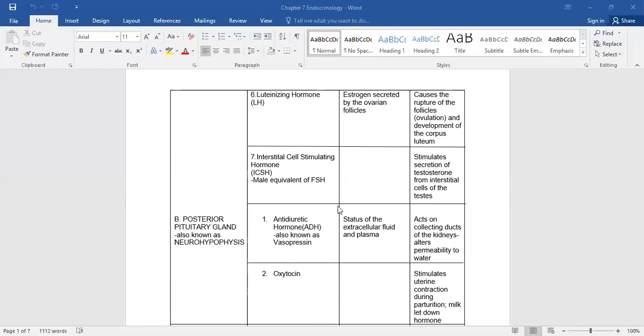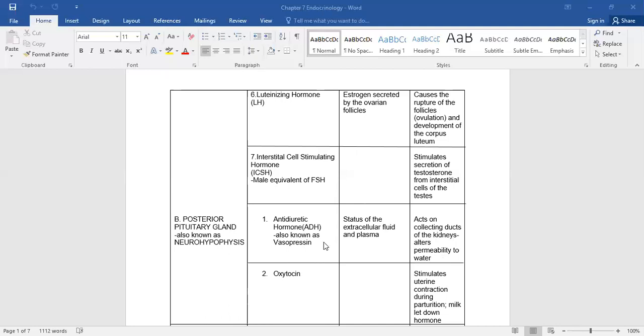First is the antidiuretic hormone, also known as vasopressin. Its stimuli is the status of extracellular fluid and plasma. So if the animal is dehydrated, this one will kick in. When you see antidiuretic, it prevents the animal from peeing, from urinating. So it's one of those control measures in case the animal is on the verge of dehydration. What it does is act on the collecting ducts of the kidneys and alters permeability to water.